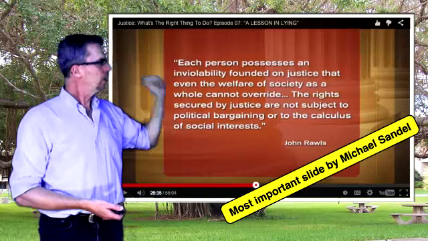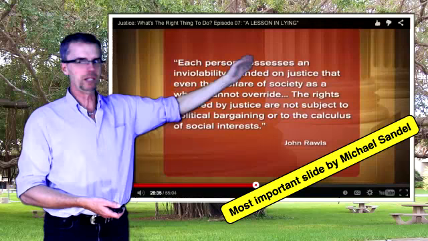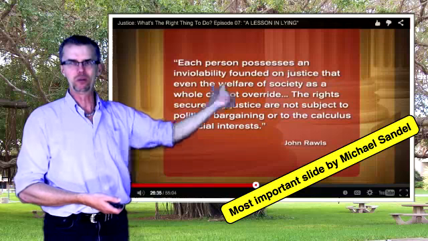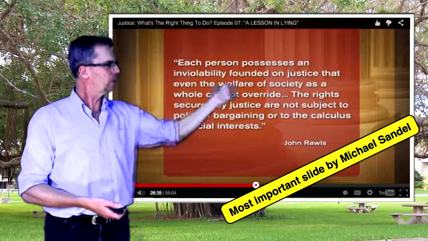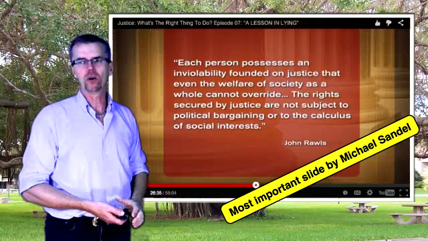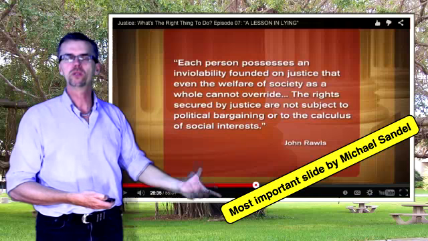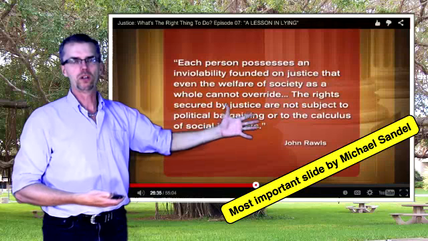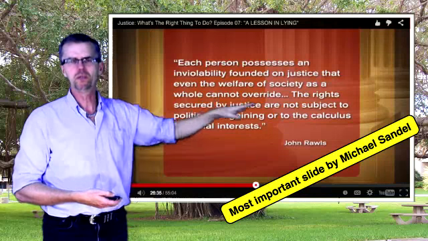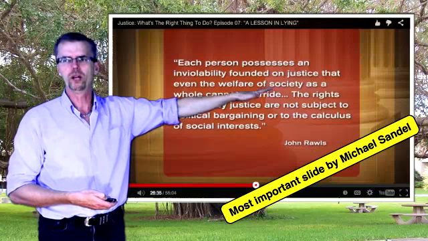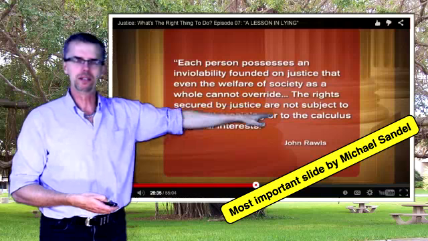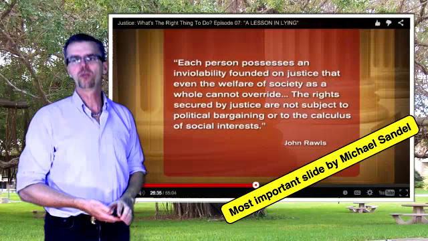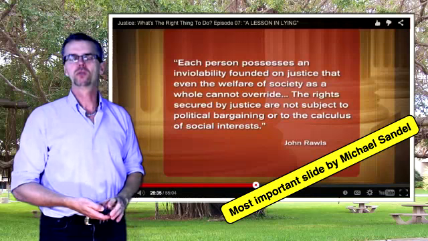What it says is, each person possesses an inviolability founded on justice that even the welfare of society as a whole cannot override. The rights secured by justice are not subject to political bargaining or to the calculus of social interests. Michael Sandel sets up John Rawls as putting into place this kind of argument that, you know what, there are certain things that even governments should not be able to override. It would be a breach of ethics if they did. The rights that are secured by justice are not subject to political bargaining or to the calculus of social interests.